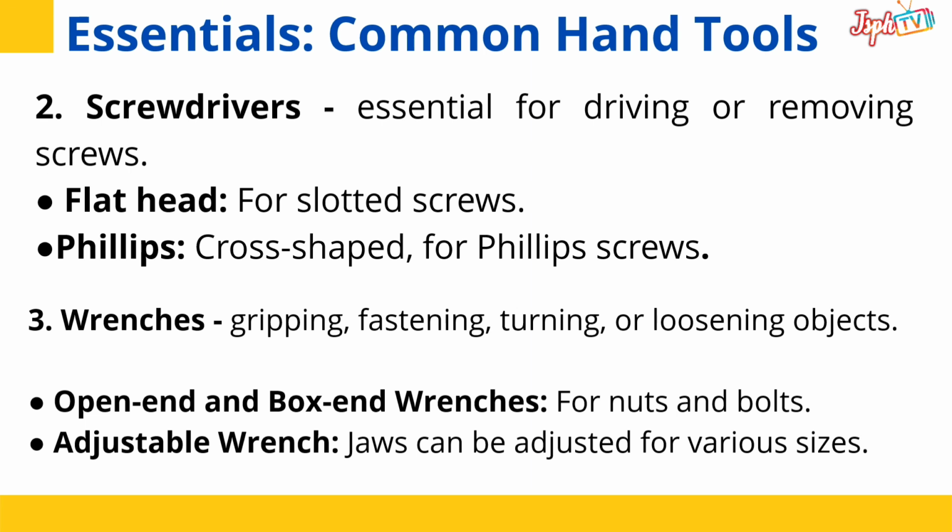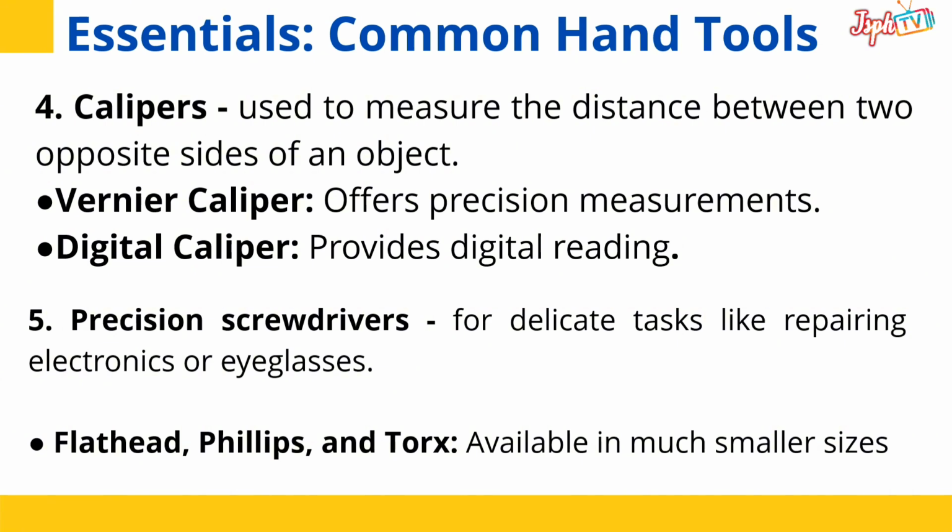Wrenches, for gripping, fastening, turning, or loosening objects. We have open end and box end wrenches for nuts and bolts. An adjustable wrench's jaw can be adjusted for various sizes. Calipers, used to measure the distance between two opposite sides of an object. Vernier caliper offers precision measurements. The digital caliper provides a digital reading.